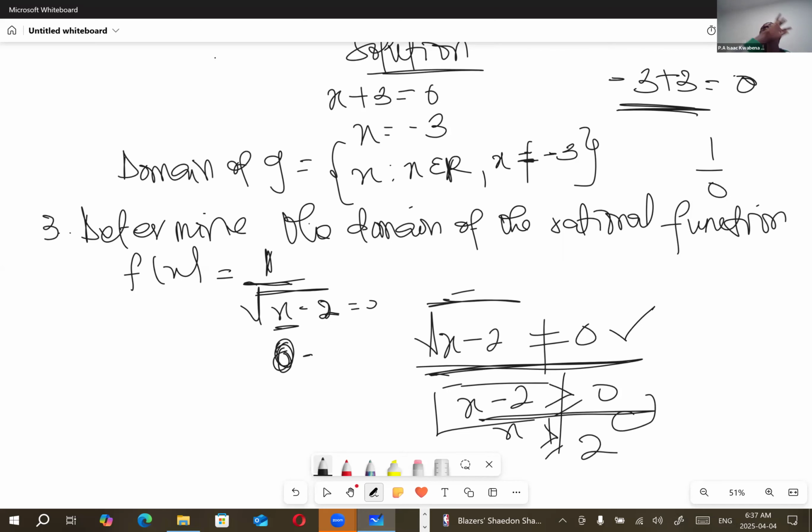So the domain is any number in the world that can yield a result for this, with the exception of when this is not equal to 0. Then here, then what?